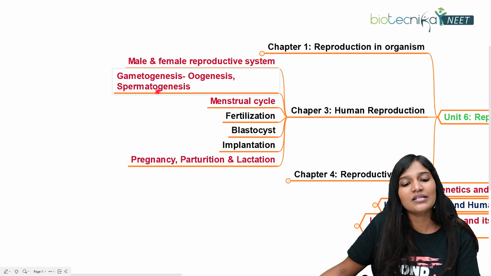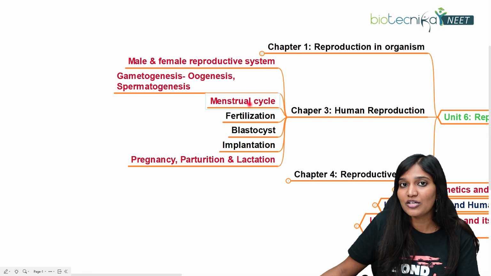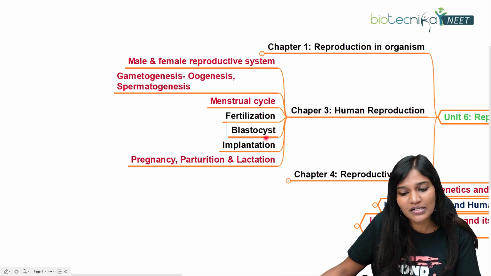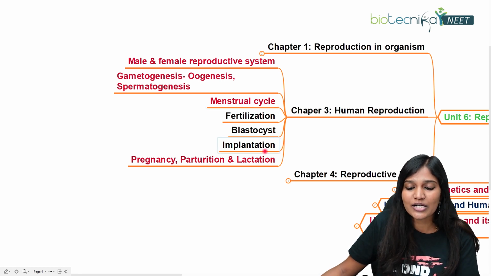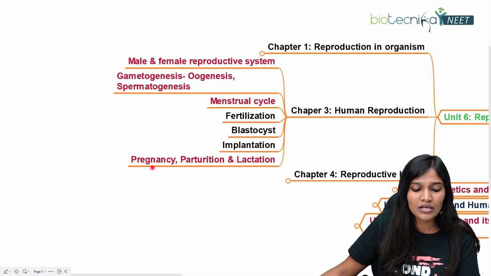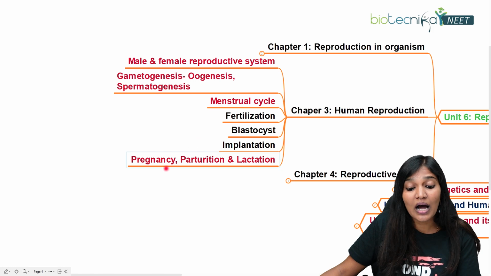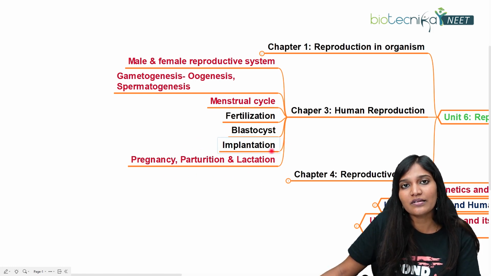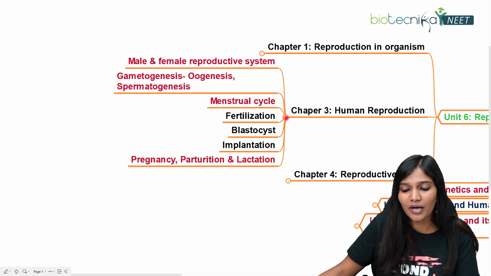What is oogenesis, spermatogenesis? Oogenesis is kind of complicated when you read it in the book. Every word you have to concentrate on. Of course, menstrual cycle, how fertilization takes place, and how the embryo is actually forming a blastocyst, and how it is implanted in the uterus, and then how a pregnancy happens, hormones which are involved in parturition and lactation, which means it comes under chemical control and coordination, some of the parts also.